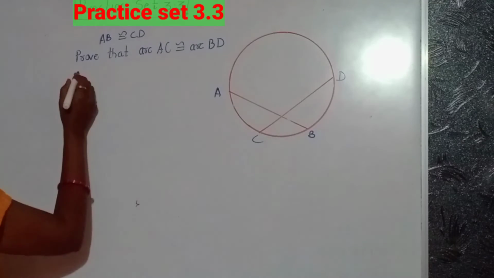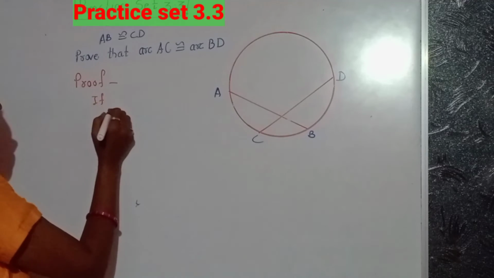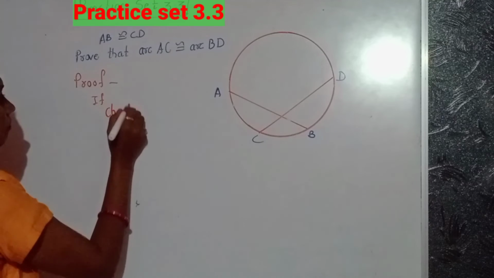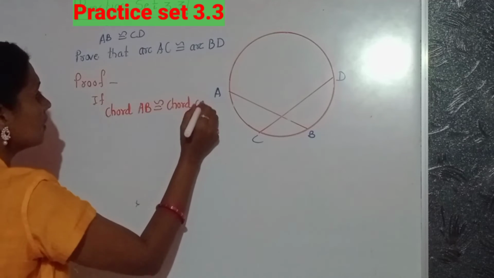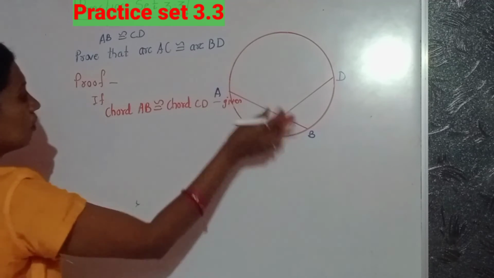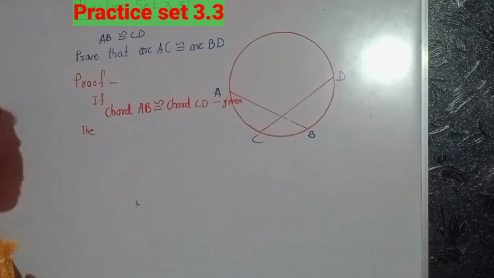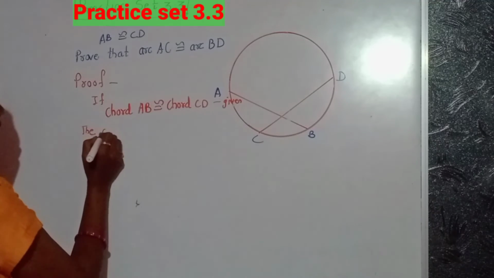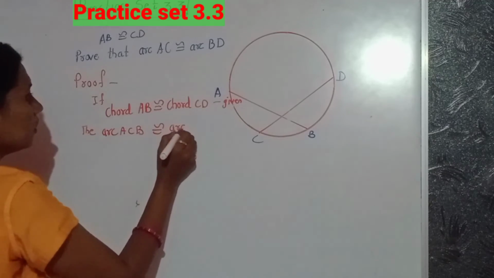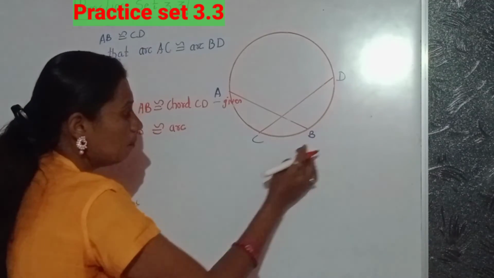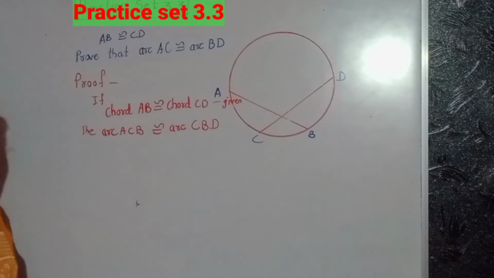See here, first I am going to prove it. Proof: if chord AB is congruent to chord CD, which is given, then we can say that the corresponding arc ACB is congruent to the corresponding arc of CD, which is arc DBC or CBD. We can say CBD. Both are congruent.